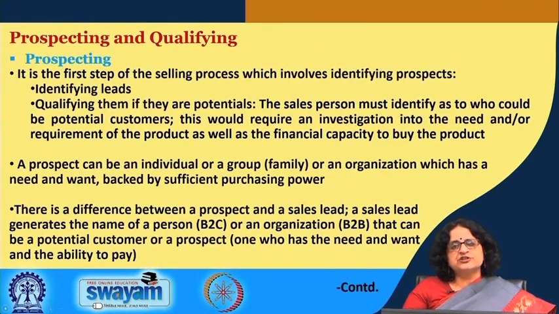Now let us go into this process in detail, and we'll first start with the first stage, which is prospecting and qualifying. Prospecting is the first step of the selling process, which involves identifying prospects. We start with identifying leads, and qualifying them to see if they are potentials. So the salesperson must identify who could be a potential customer. Now this would require an investigation into the need or want or the requirements of the product, as well as the financial capacity to buy the product.